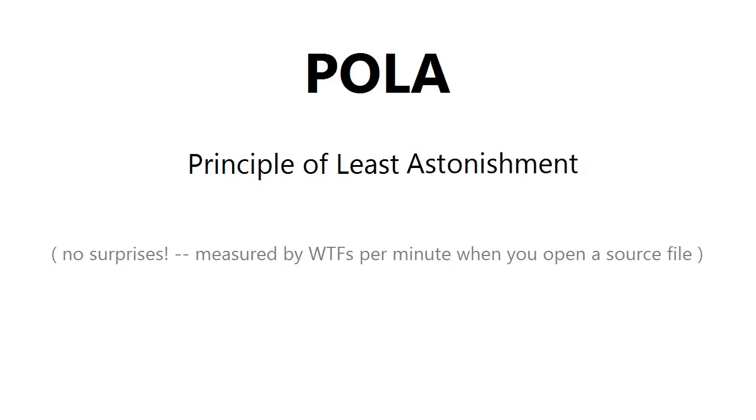Principle of least astonishment. No surprises, measured by WTFs per minute when you open a source file. It should take you less than a minute to go through a typical source file and become comfortable with it. I don't mean wrap your mind around every single line of code, but have a good idea of what's probably where, already have the methods picked out, found the method signatures, all that kind of stuff. There should usually be multiple functions or methods in it, or if there's not, even if it is a monolith, at least the code's well-structured.